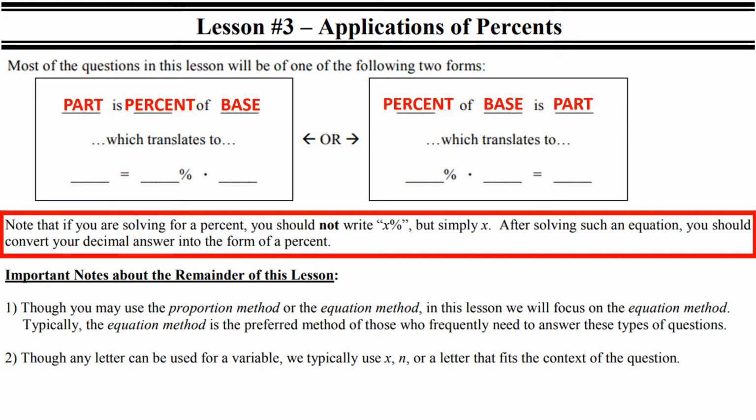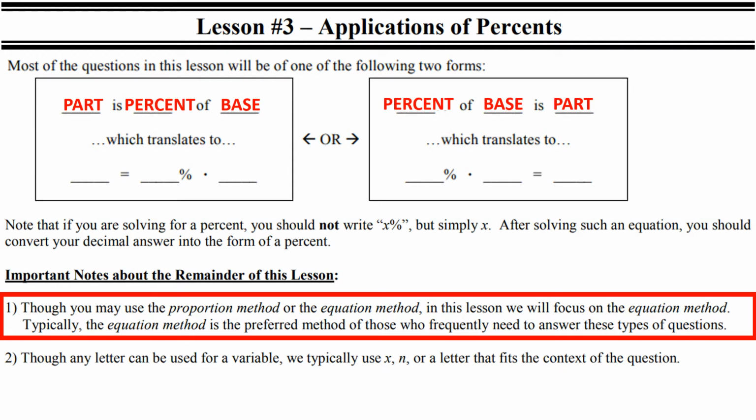Note that if you're solving for a percent, you should not write x percent in your equation. Rather, you should just write x. We sometimes write x percent in the English sentence as we're setting it up, but we want to simply use x in our equation. And at the end of solving such an equation, we're going to need to convert our decimal answer into the form of a percent.